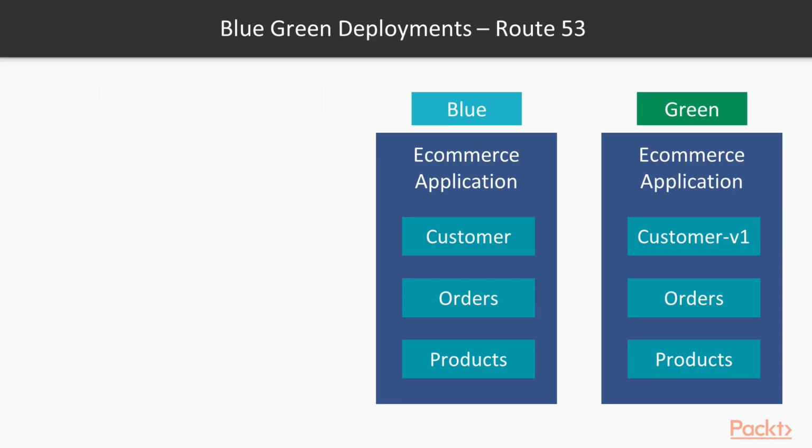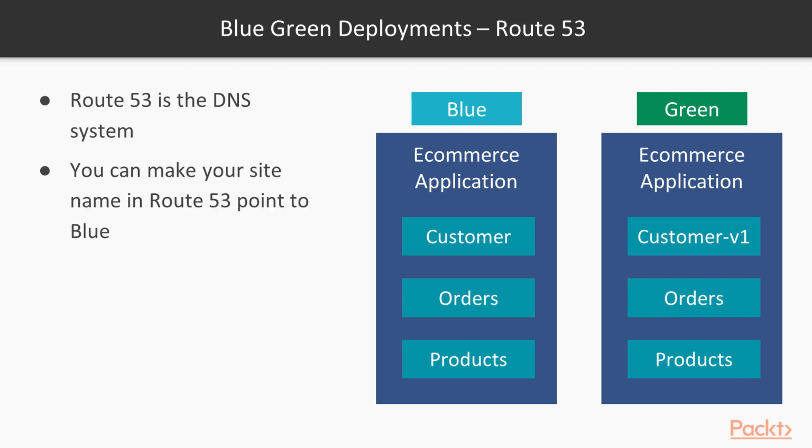Now, one of the main services used in AWS for managing these blue-green deployments is Route 53. This is the domain name system that's available with AWS. What you can do in Route 53 is make your site name first point to the production version, which is the blue version of your environment, and then you can do a quick switchover to the green environment. We're actually going to see this live in a subsequent chapter, in which we'll use Elastic Load Balancer and Route 53 to divert requests to two environments in AWS.